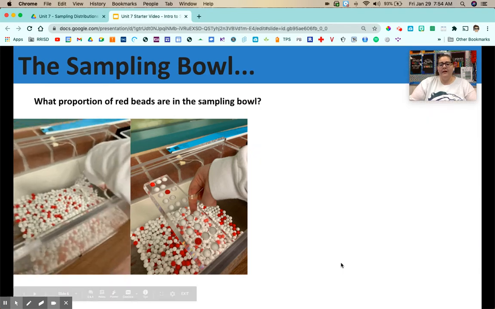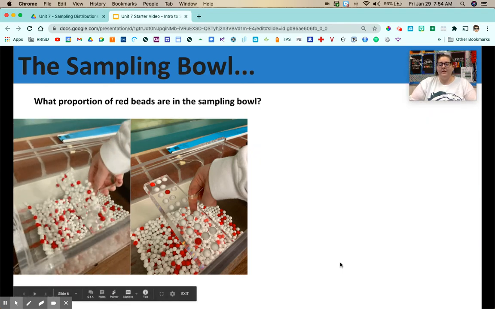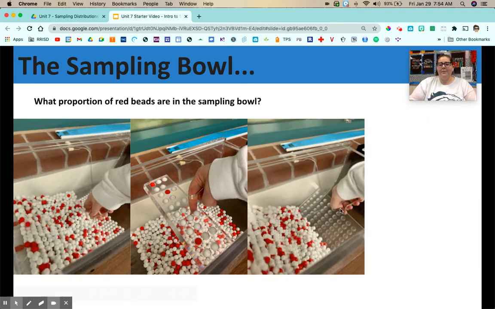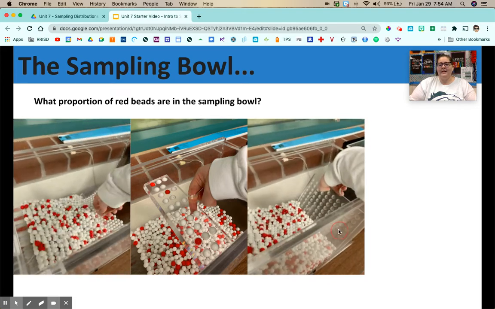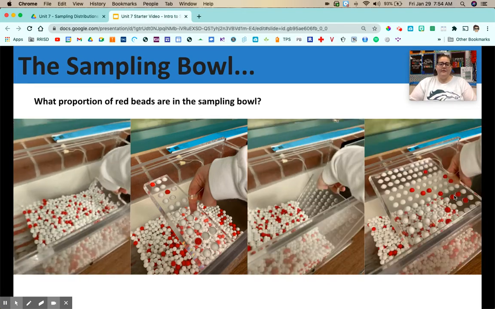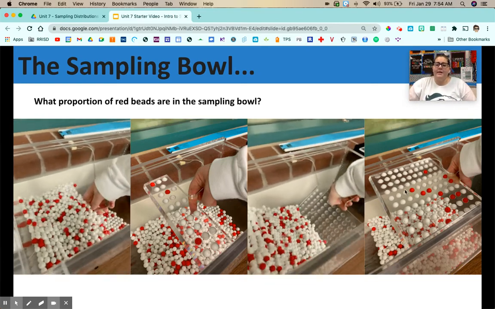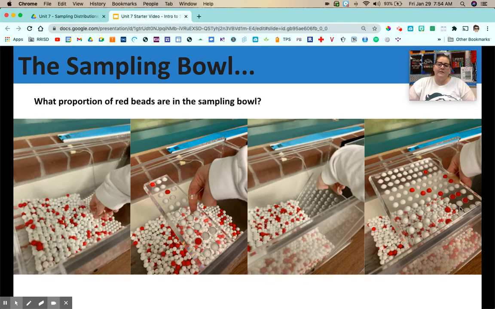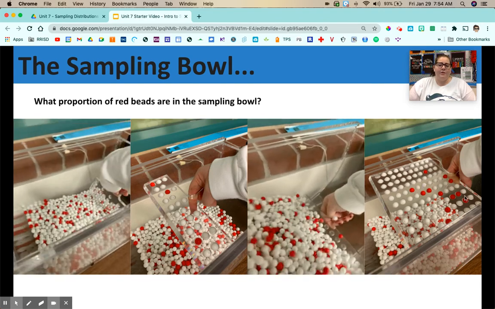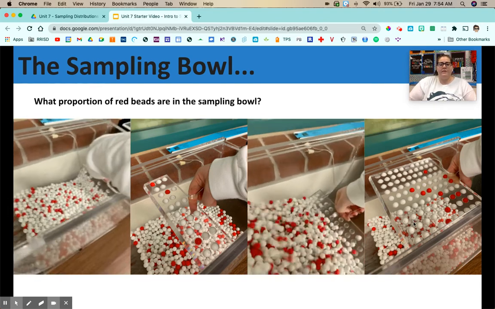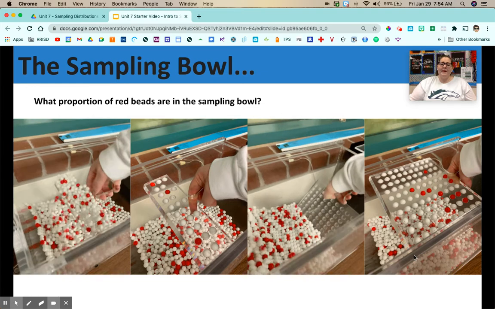So I then went ahead and started collecting, what if we took bigger samples? I have a bigger paddle that's got 100 little divots in it. And we take a sample the same way. You dip it in there, shake it around, make sure all the little beads fall into the little spots. And again, we count what proportion of the beads in those little spots are red. And we do that repeated numbers of times.